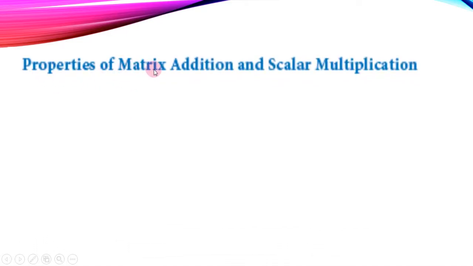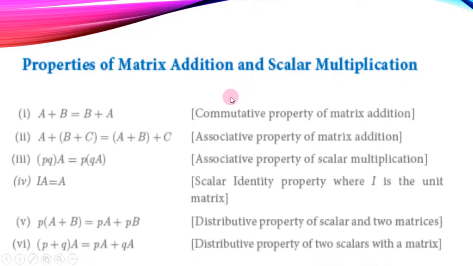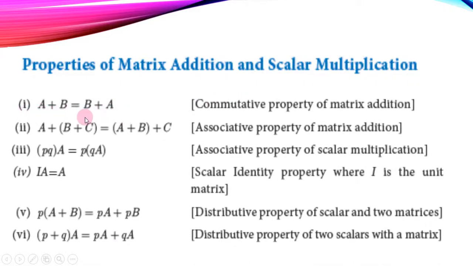Next, properties of matrix addition and scalar multiplication. First one, commutative property: A plus B equal to B plus A. Here we use the operation addition, so commutative property of matrix addition. Property 2: A plus of B plus C equal to A plus B plus C, associative property of matrix addition. Property 3: PQ into A equal to P of QA, associative property of scalar multiplication. Property 4: IA equal to A. This is the scalar identity property where I is the unit matrix.